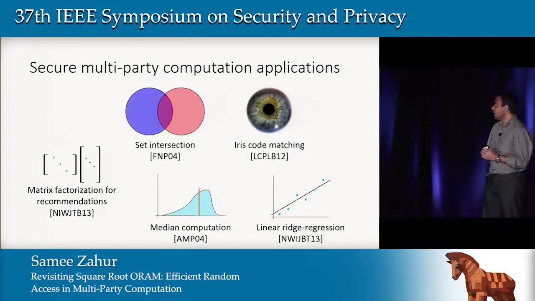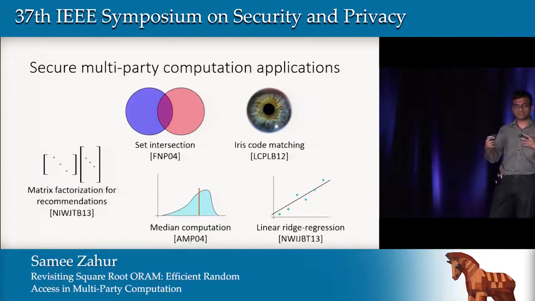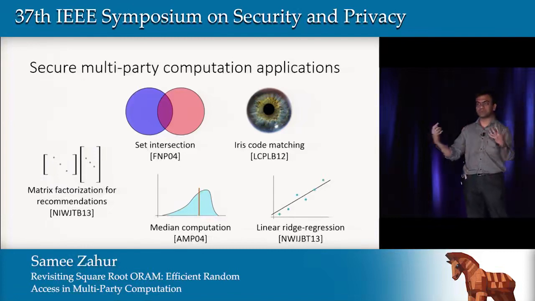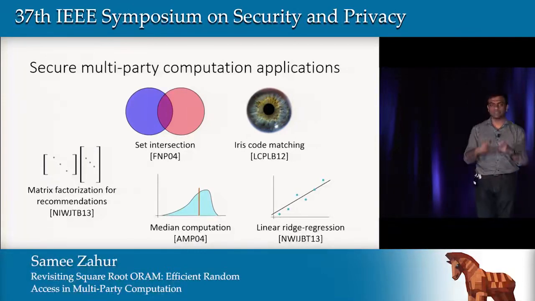which is great. These are applications where you have two or more parties and they have their own private data. They want to do some computation which combines data from both parties, but they don't want to reveal anything other than the final output. They don't want to reveal any intermediate results. They don't want to reveal their inputs to each other, which is great.